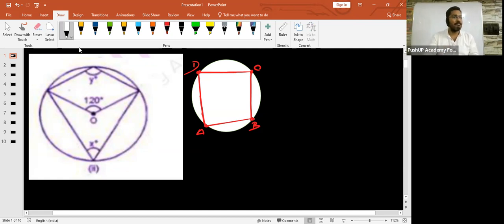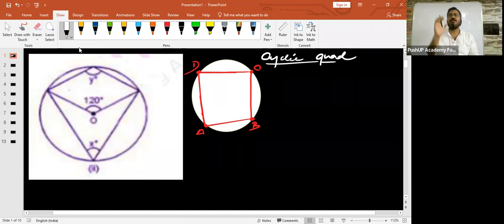So if you ask me, sir, what is the definition of a cyclic quadrilateral? The definition would be the quadrilateral which can be drawn by taking all the 4 vertices of it on the circumference of the circle. That is known as what? A cyclic quadrilateral. Understood? The quadrilateral which can be drawn by taking all of its 4 vertices on the circumference of the circle can be called a cyclic quadrilateral. It is compulsory to have all the 4 vertices on the circumference.